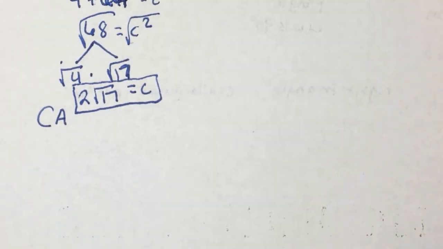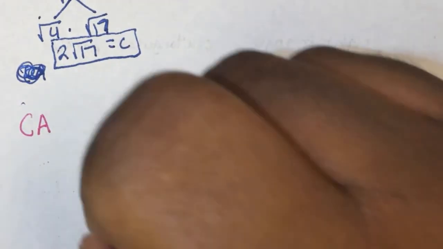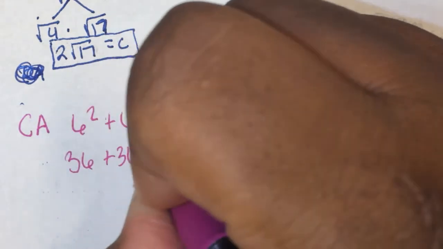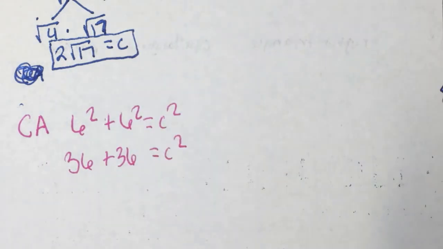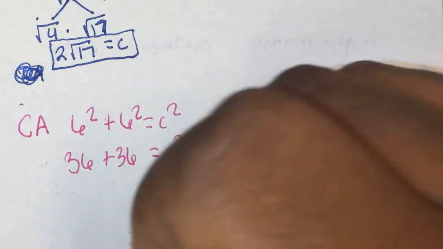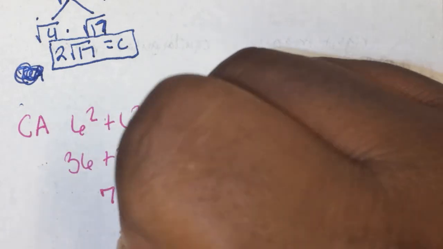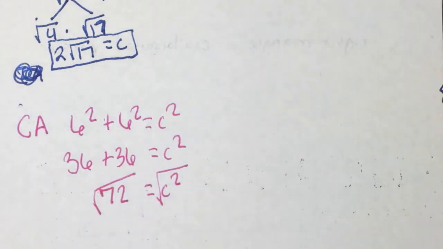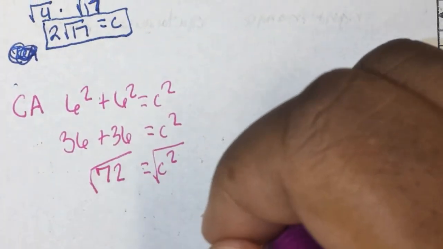We just got to find CA. Should have moved CA down a little further. Matter of fact, I'm going to scratch that out and move it down further and do it in the color I got it on the graph. CA was 6 and 6, so 6 squared plus 6 squared equals C squared. 36 plus 36 equals C squared. What's 36 plus 36? 72. Well, right there, that'll tell you. Since we didn't get 68 under the radical, that'll tell you that that side is different. But we can simplify, I might as well.